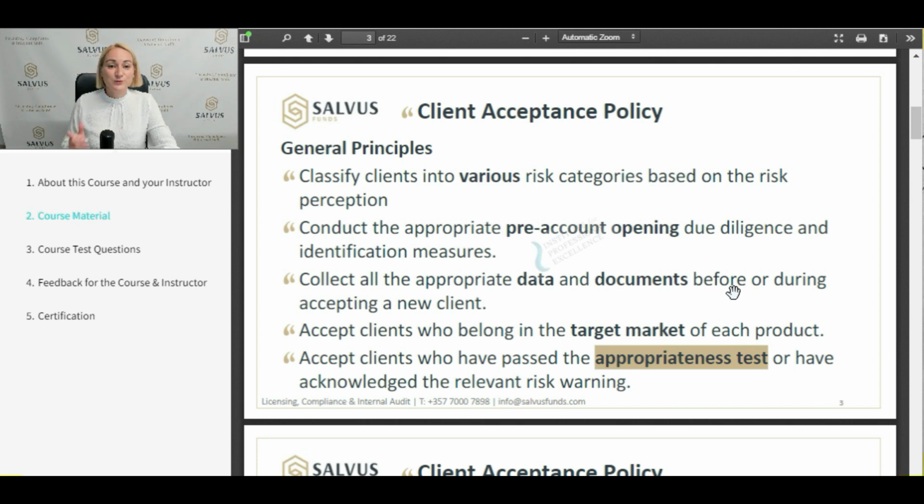principles to follow. We classify clients into various risk categories based on the risk perception. We conduct appropriate pre-account opening due diligence and identification measures, collection of appropriate data and documents before and during accepting a new client. As we said, we have to verify the client and ensure that we keep up-to-date documents. Accept clients who belong in the target market of each product. Accept clients who have passed appropriateness or have acknowledged relevant risk warnings.